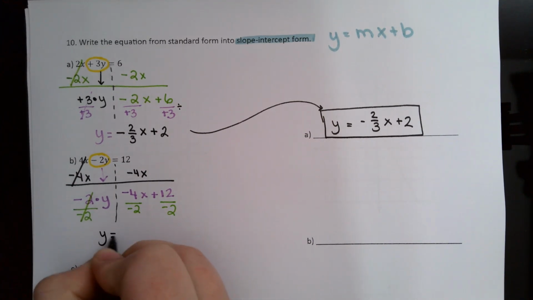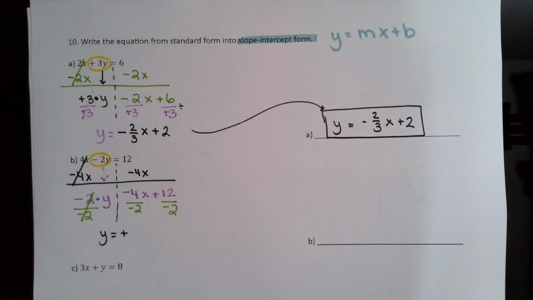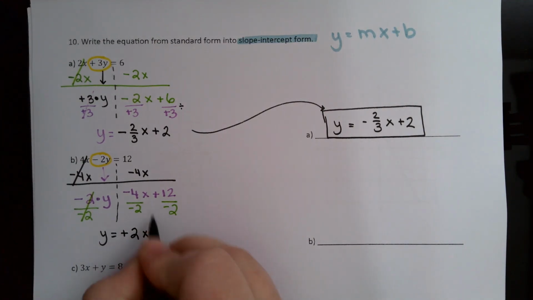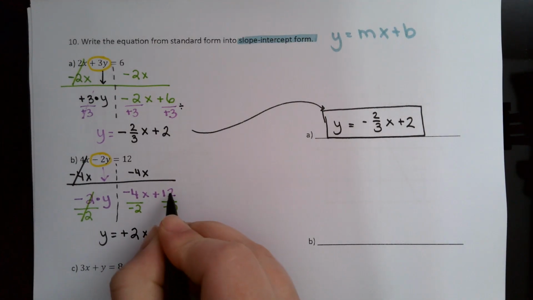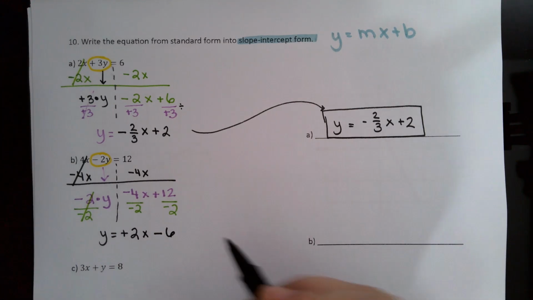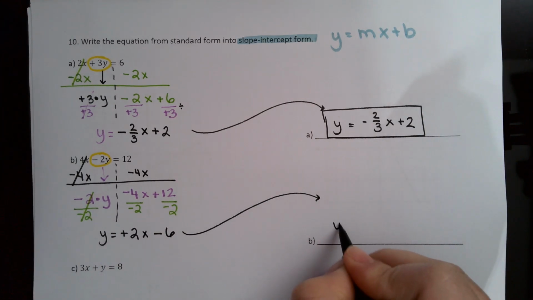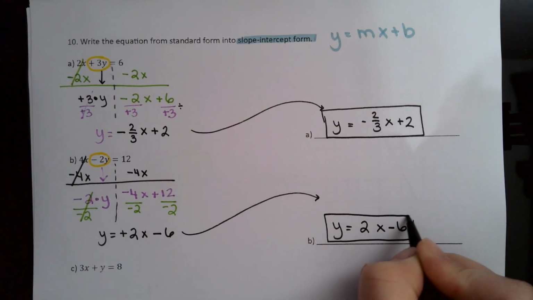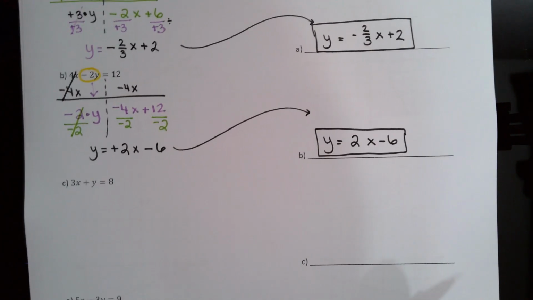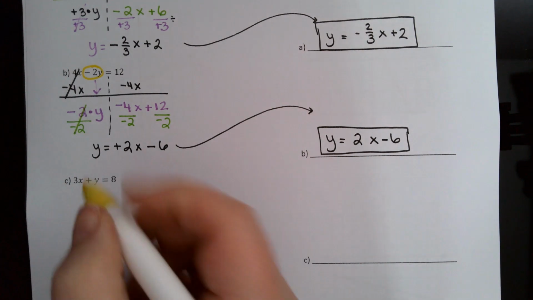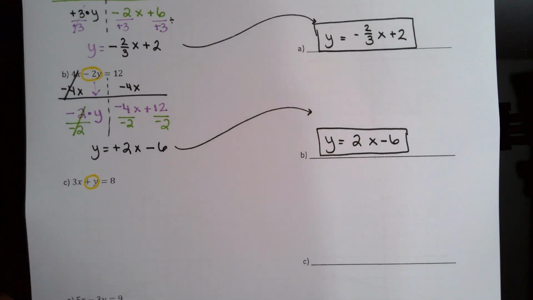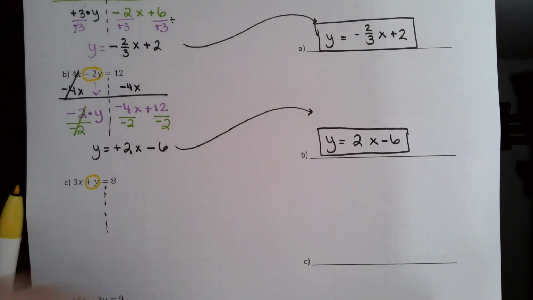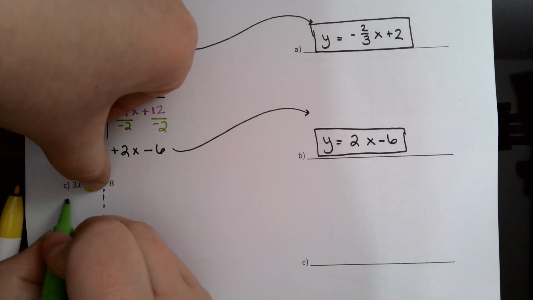Got to ask yourself, same or different? These are same. 4 divided by 2 is 2. Same or different? Different. 12 divided by 2 is 6. So we have y equals 2x minus 6. Okay, again, should be a little bit repetitive now. Here's y. Dotted line for balance. Cover the y. Subtract the 3x.